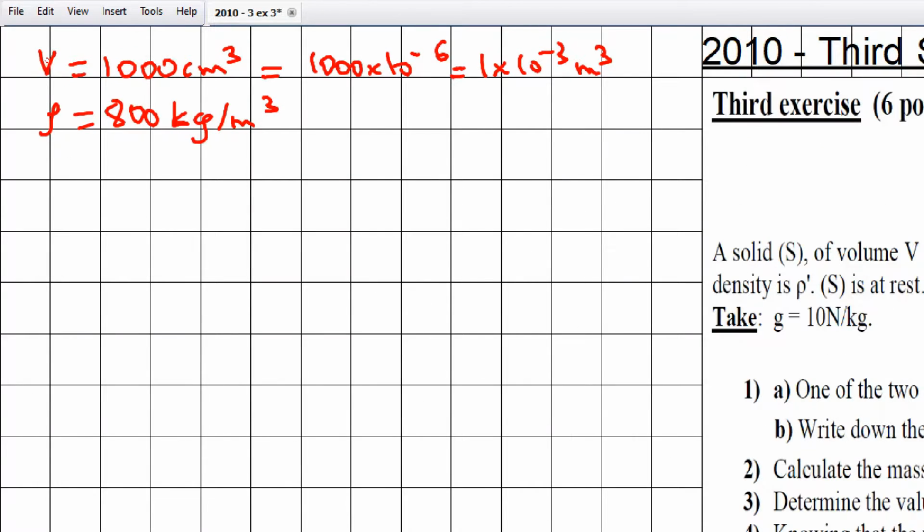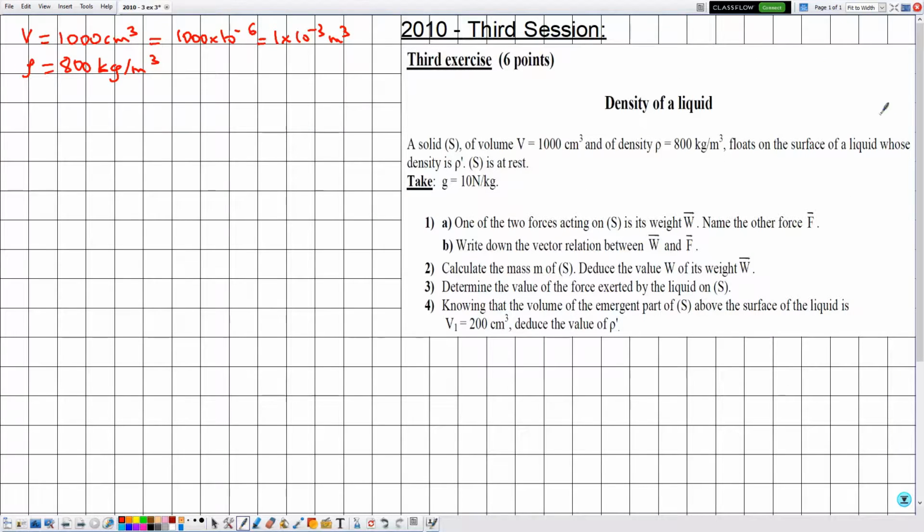So these two quantities represent the volume and the density of the solid S respectively. Knowing the volume and the density, we can directly determine the mass of this cube. It floats on the surface of a liquid whose density is rho prime. So rho prime is the density of the liquid.